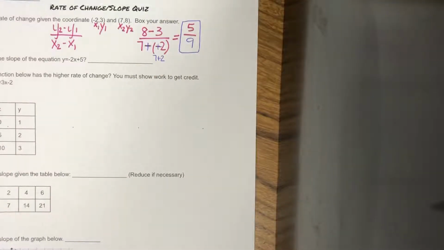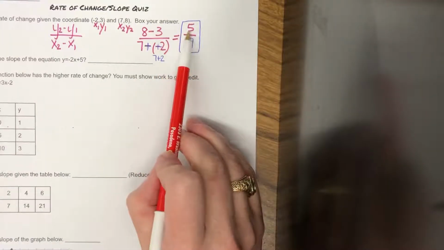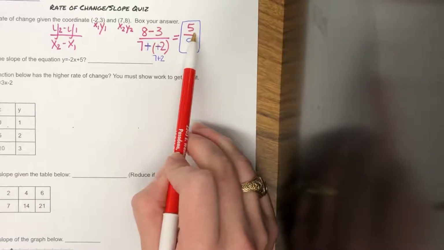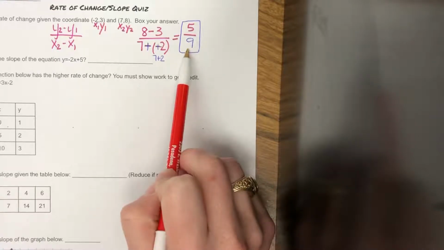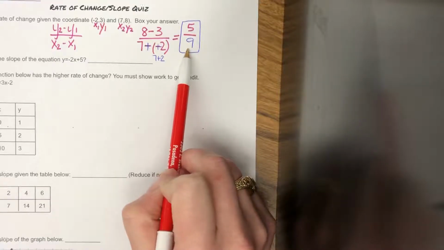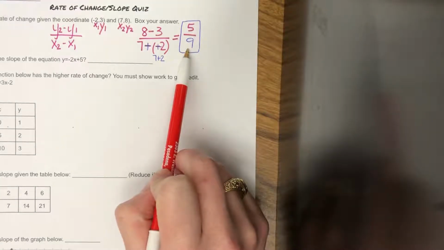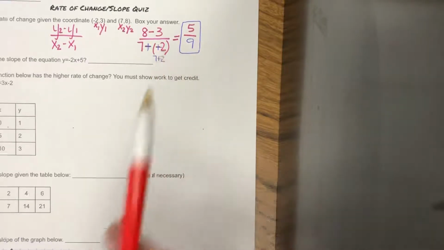And let's talk about what that means. The rise is getting bigger by 5, and the reason I know it's bigger is because it's a positive. And the run is getting bigger by 9. And the reason I know it's bigger is it's also a positive.